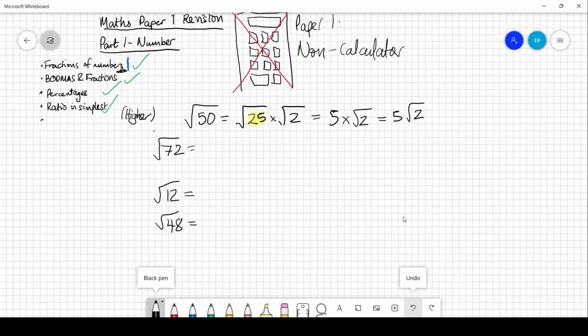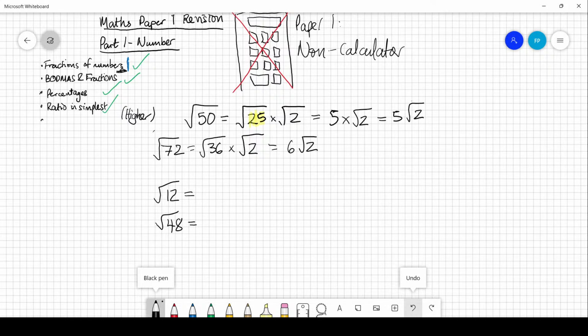So I'll just write down the answers anyway. The largest square number that will go into 72 will be 36. And this will be multiplied still by the square root of 2, as 36 times 2 is 72. So this will simplify to 6 root 2.